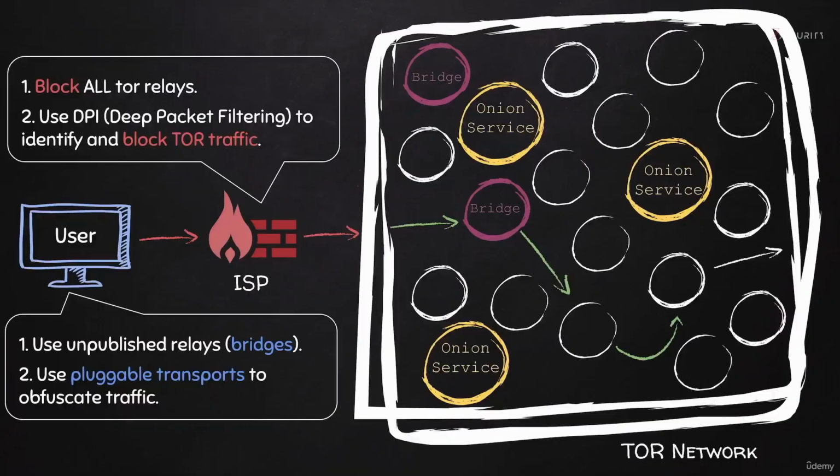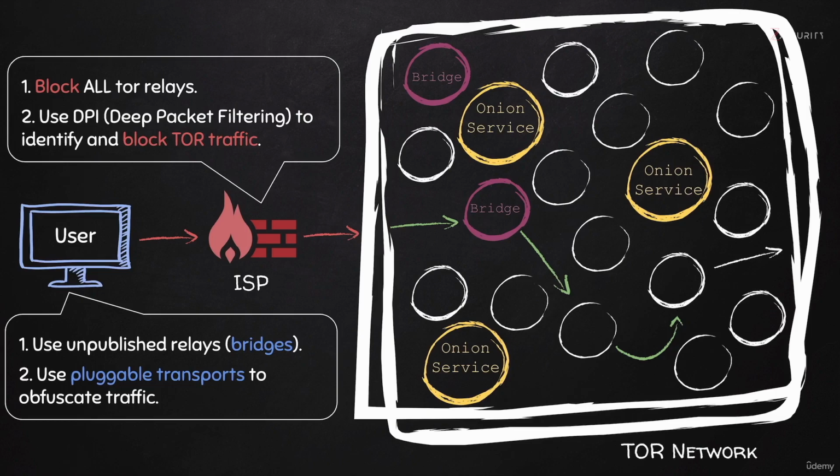In the previous section, we learned how your internet service provider or your network admin could block you from accessing Tor. We also learned that we can use Tor bridges or pluggable transports to bypass this and access the Tor network. You might also want to use Tor bridges or pluggable transports even if you're not being blocked from using Tor, if you just want to hide the fact that you are using Tor.